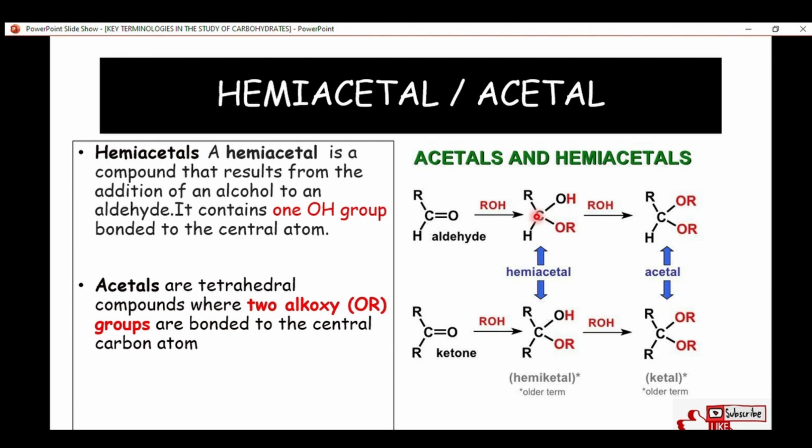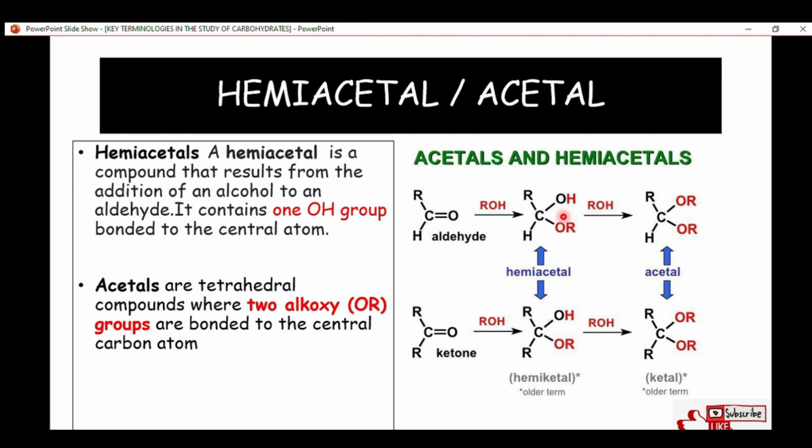So it's a tetrahedral carbon. A tetrahedral carbon means it has four bonds. We have one bond here, which is the R. We have a hydrogen bond here. We have an alkoxy bond here, and we have a hydroxy bond here. So a tetrahedral carbon with one hydroxy group is a hemiacetal. We use it in the study of carbohydrates. It's very important that you pay attention to this, so that you will not be confused when you meet these terms.